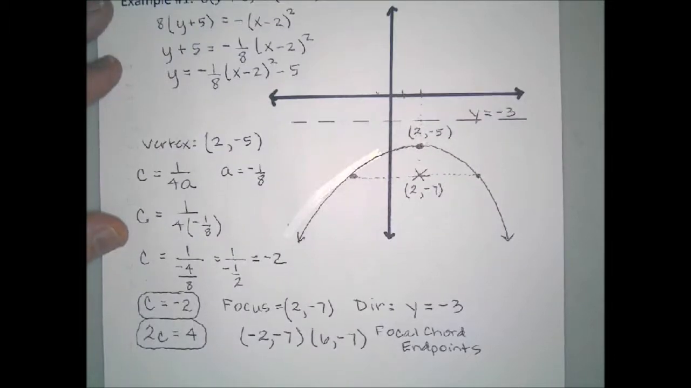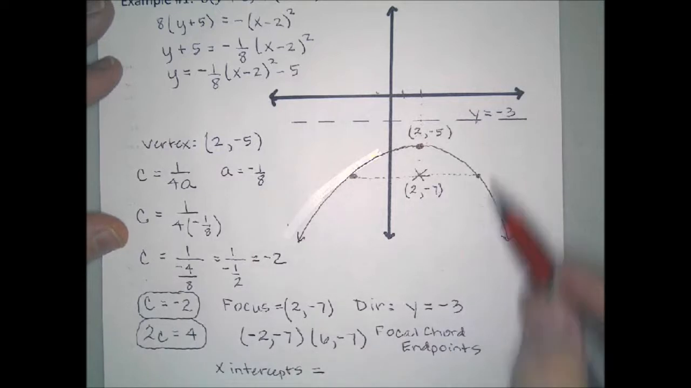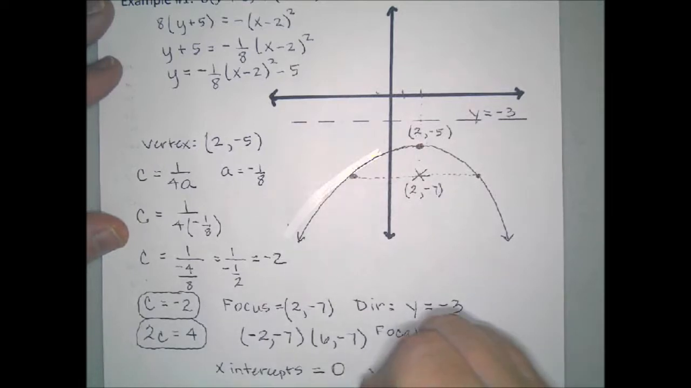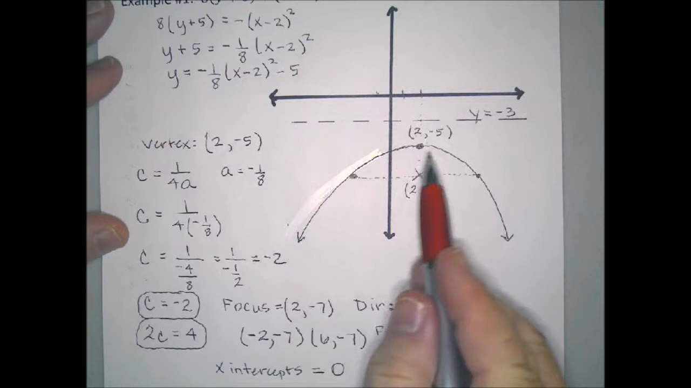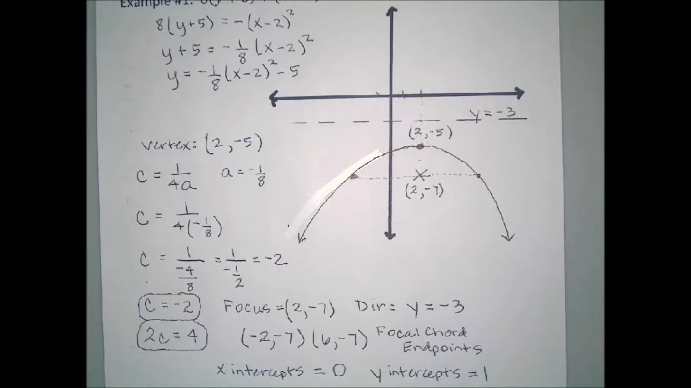Now, the last thing the problem asks is, well, the graph is going to tell you how many x-intercepts. You can just look. How many times does this parabola cross the x-axis? 0. How many y-intercepts? Again, the graph tells you there is one y-intercept. It crosses the y-axis once.